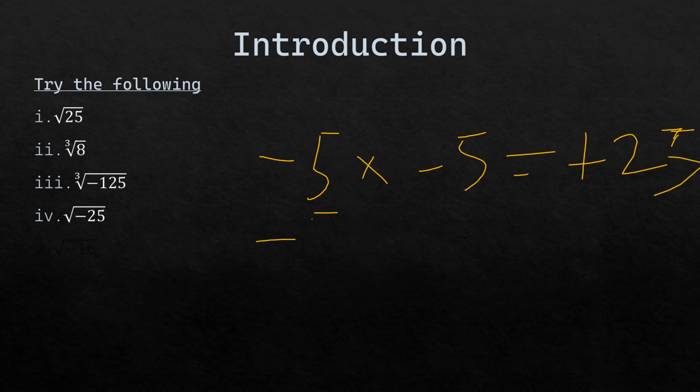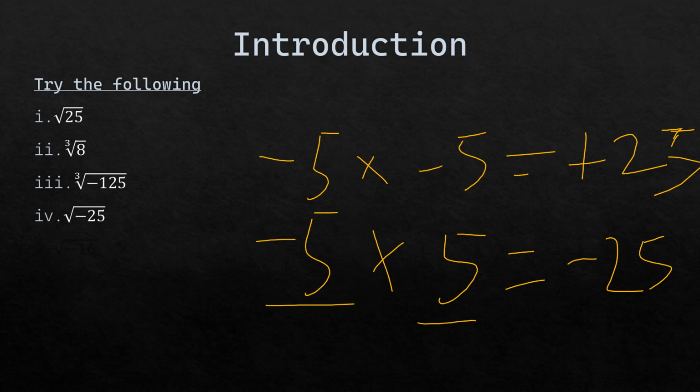What about negative 5 multiplying 5? Yes, it will give us negative 25. But there's a problem. They are not the same. For us to get the square root, they should be the same. So we don't have an answer here. But that's where imaginary numbers come to play.